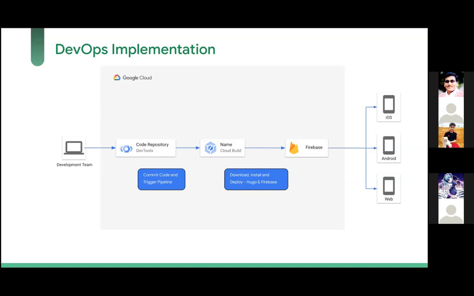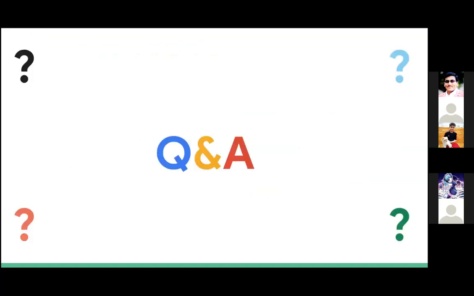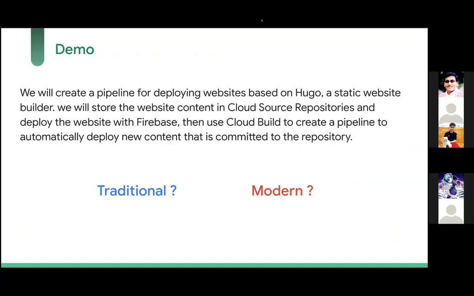In that Cloud Build, basically the manual things that I'm doing, I'm downloading Hugo, installing Hugo, doing some changes, and then deploying it. Then I'm going to host it on Firebase in order to get traffic from the internet. That is what we are going to see in the demo. Okay, so now let's go to the demo. Let me stop sharing and then I will bring another screen.